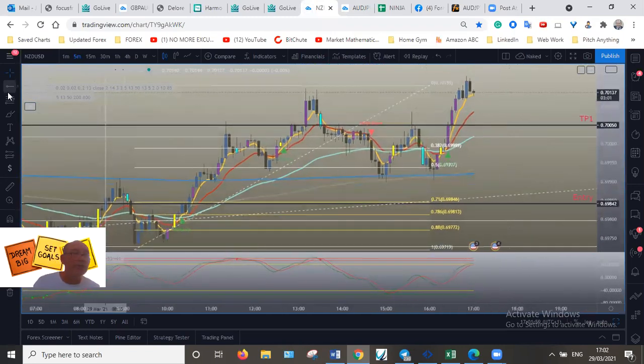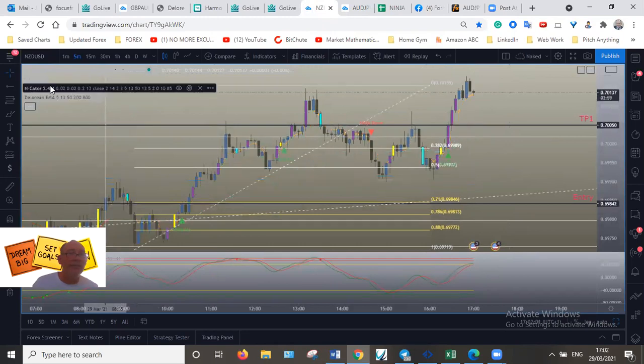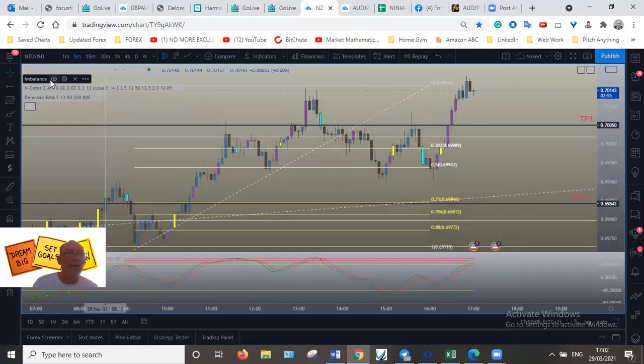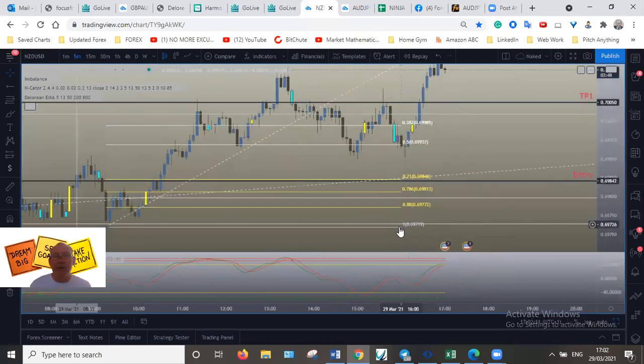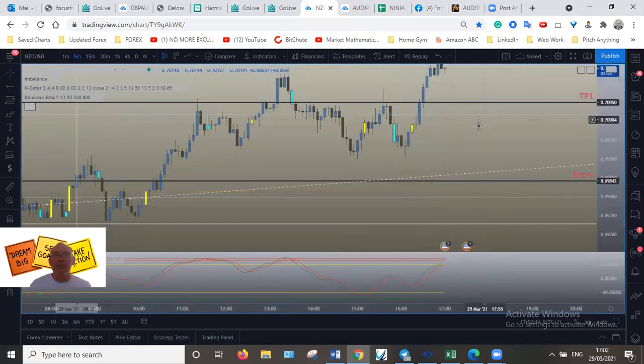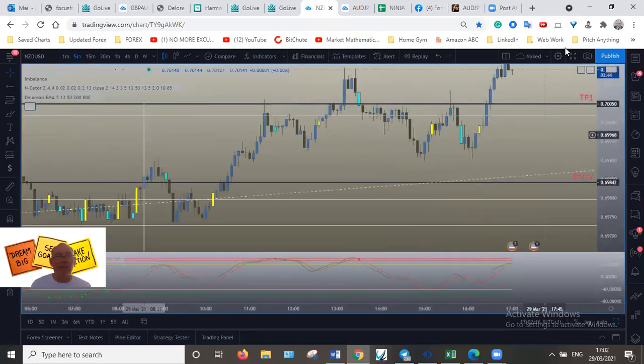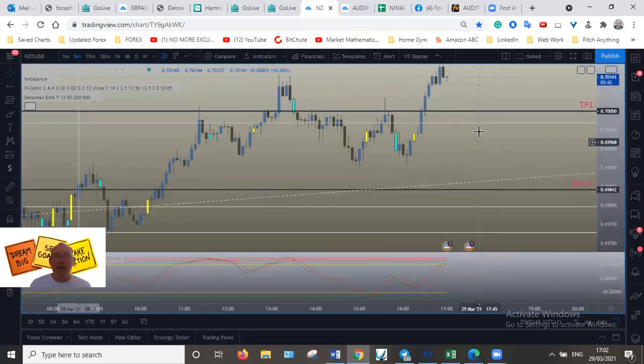It's a bit busy right now. I'll just take a few indicators off. But there we are. Got the D. I'll move this here. Start from scratch. Yep. I'm going to remove this also.